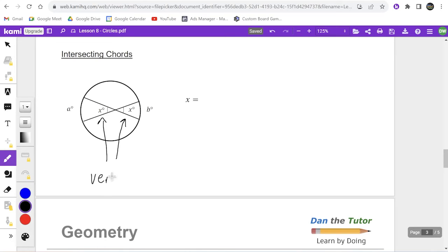Vertical angles. Very good. I remember you asked what are vertical angles and you were having trouble with vertical angles in like lesson 3 or 4. But I'm glad you finally figured it out.